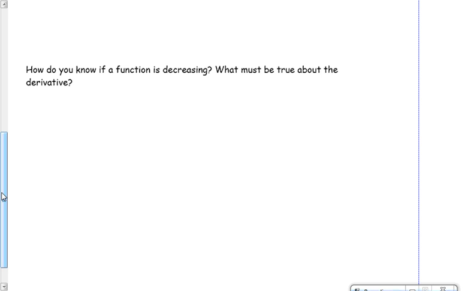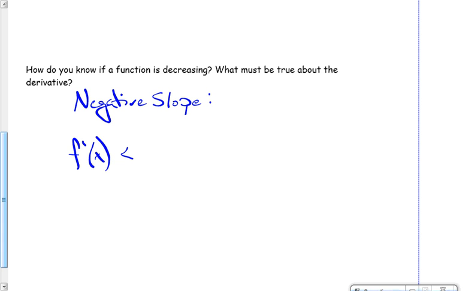Negative slope. That's a great algebra argument. Negative slope. What's the calculus argument? F prime of x is less than 0. Okay. Good so far? That's a calculus argument. And you should have work to back it up. We're not dealing with a specific function yet, but one of these minutes we will. Okay. Good so far?